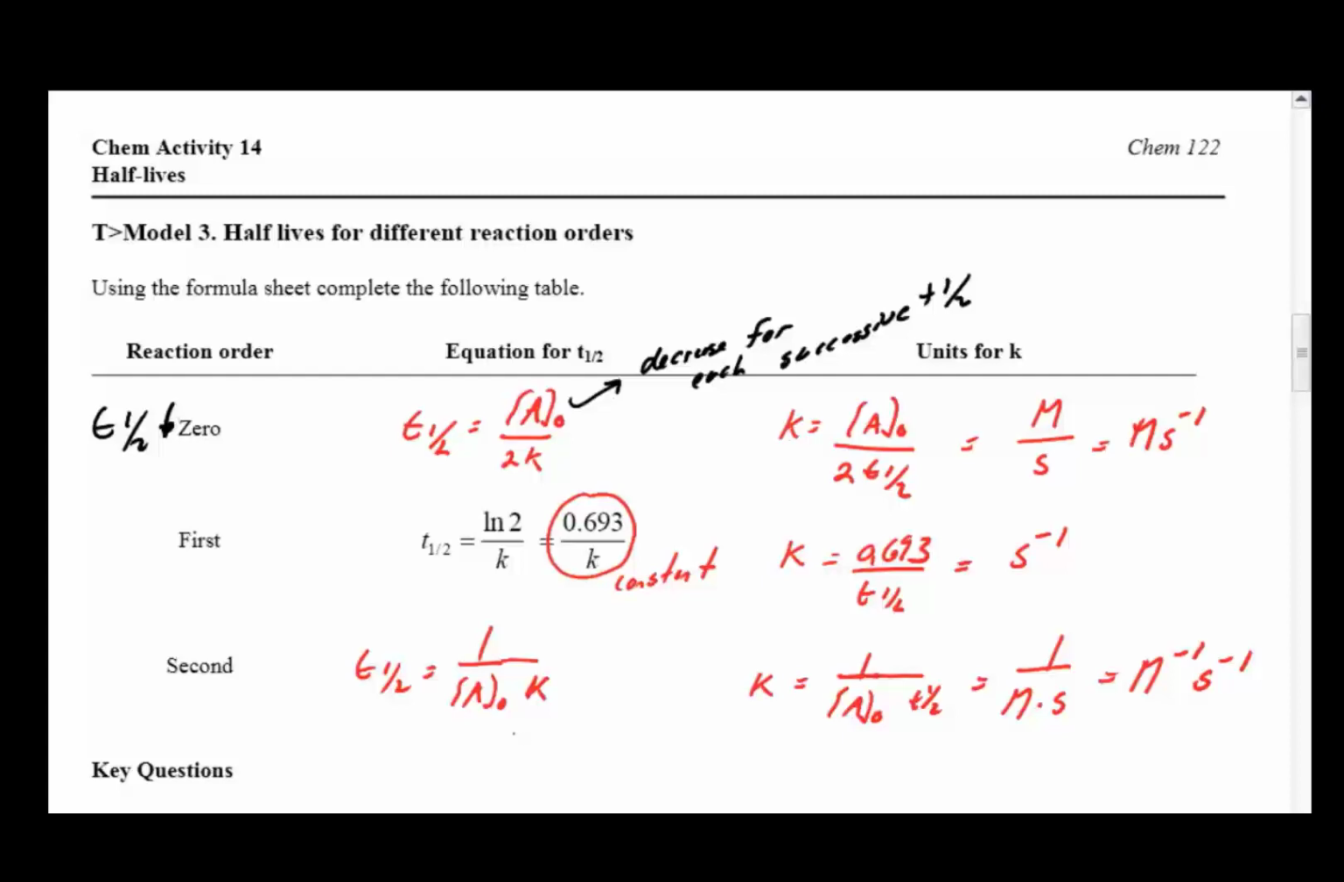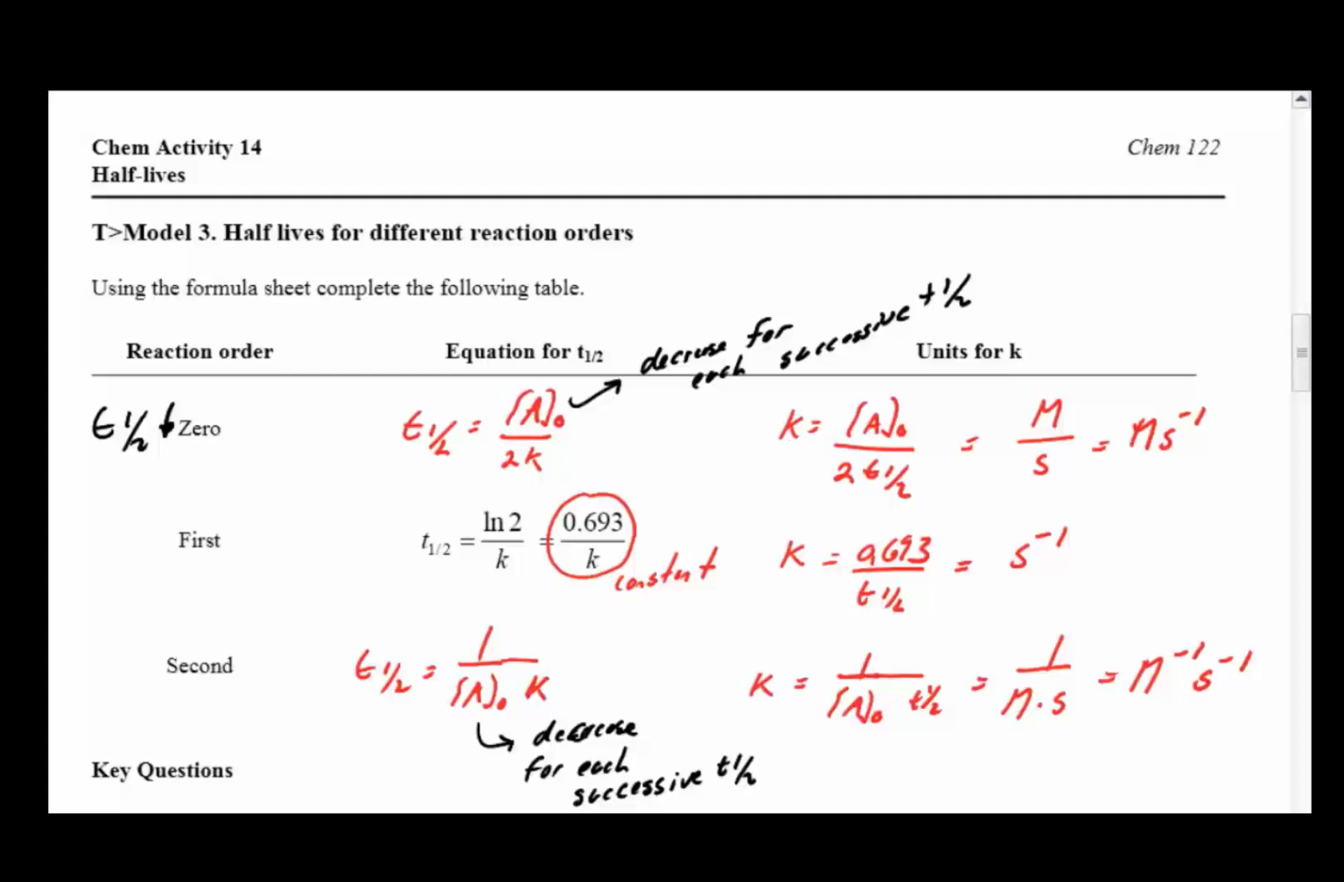We also notice for a second order reaction and the equation for the half-life, we know that the original concentration of A will, just as we saw before, decrease for each successive half-life. So that part stays the same, except in this case, of course, the original concentration is found in the denominator.